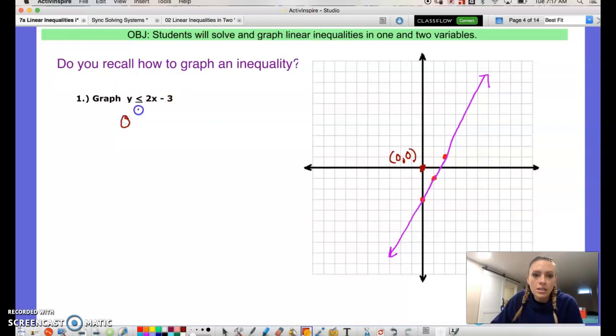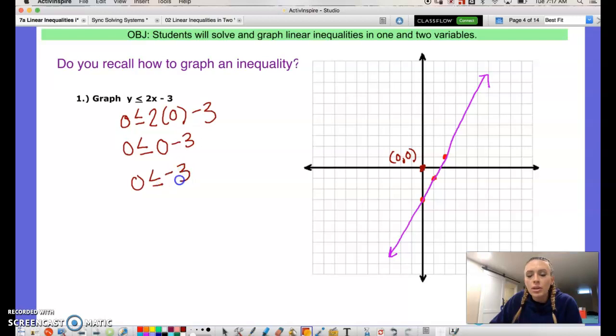So plugging that in, 0 is less than or equal to 2 times 0 minus 3. 0 is less than or equal to 0 minus 3. Is 0 less than or equal to -3? That is false. So solutions do not lie over here on 0, where 0, 0 is.